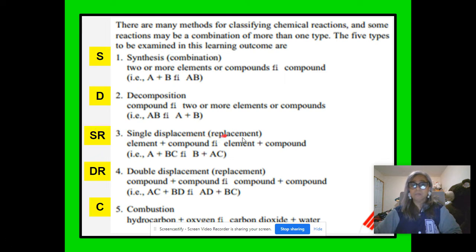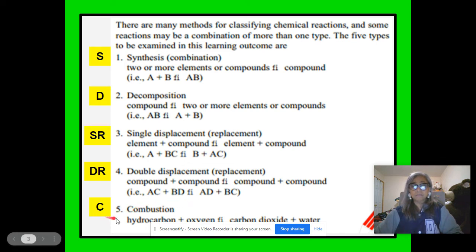SR would be for single replacement. Some books would have it as single displacement. That's also okay. But for purposes of just being common in writing down the type of chemical reaction or type of chemical equations that we are balancing, just say SR to mean single replacement. And that happens if you have an element and a compound. DR for double replacement. That's a case when you have a compound plus another compound.